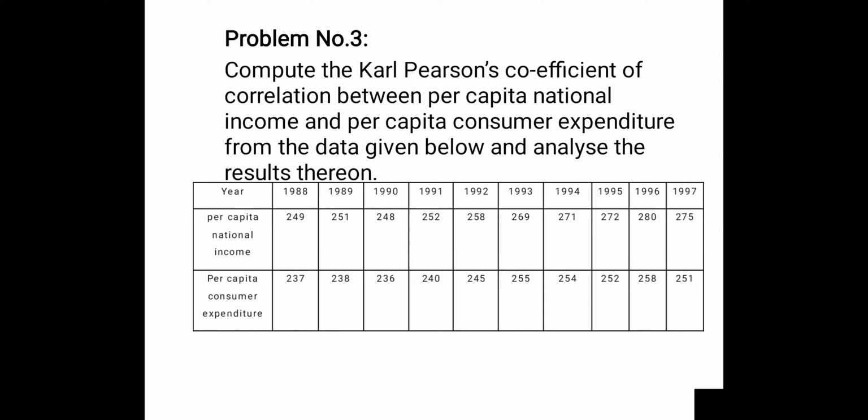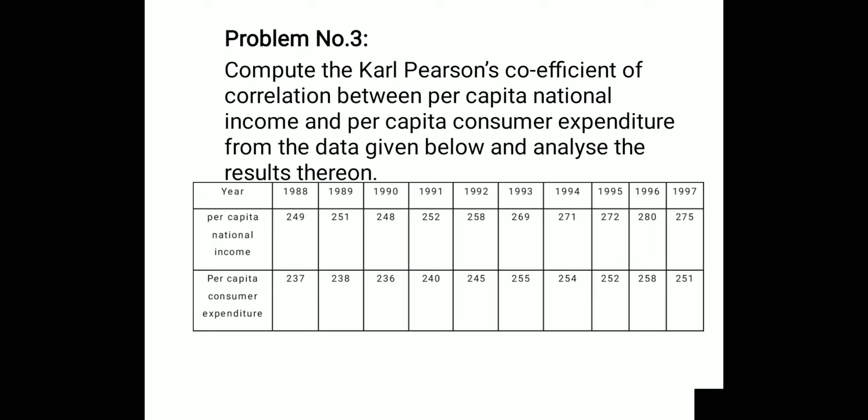Compute Karl Pearson's coefficient of correlation between per capita national income and per capita consumer expenditure from the data given below and analyze the result thereon. So you are required to correlate the two values and analyze the result. The details of the per capita national income and per capita consumer expenditure from the year 1988 to 1997 are given in this problem.